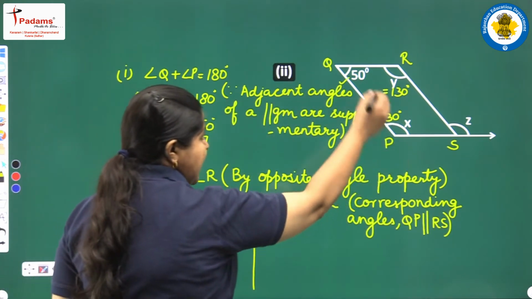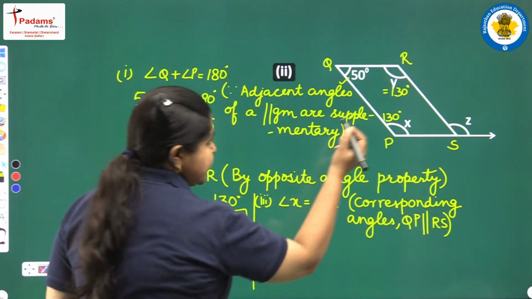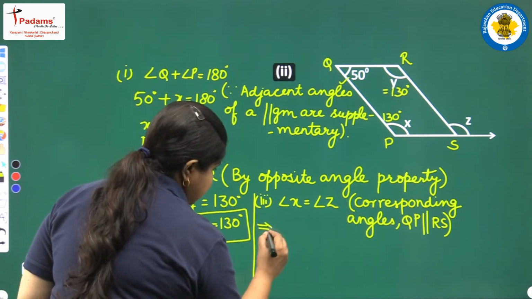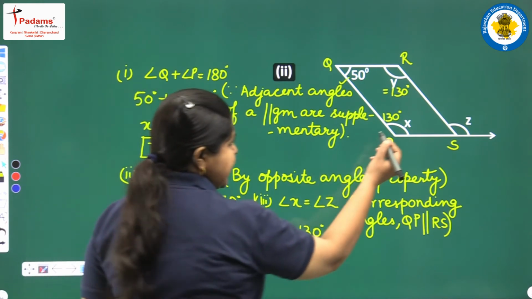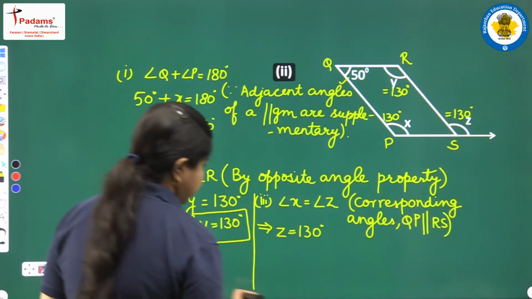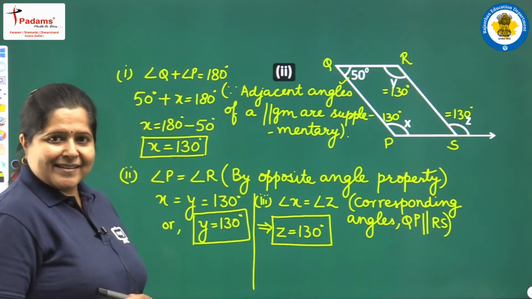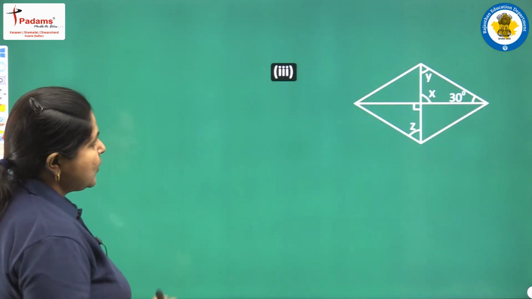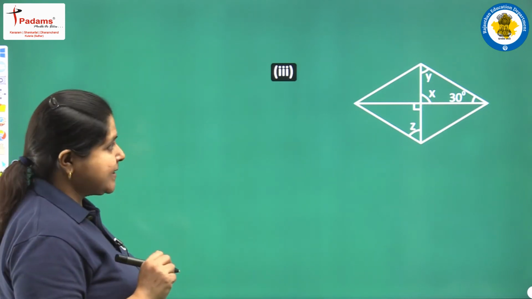Since these two sides are parallel and this PS is like a transversal here, so we can conclude that X is equal to Z by corresponding angles. This means that Z is again equal to 130 degree, because this X is 130, so this will also be equal to 130 degree. So this is the third value which we were asked. This is the second part of question number 2. We have one more part, this one. Again we have to find X, Y and Z.